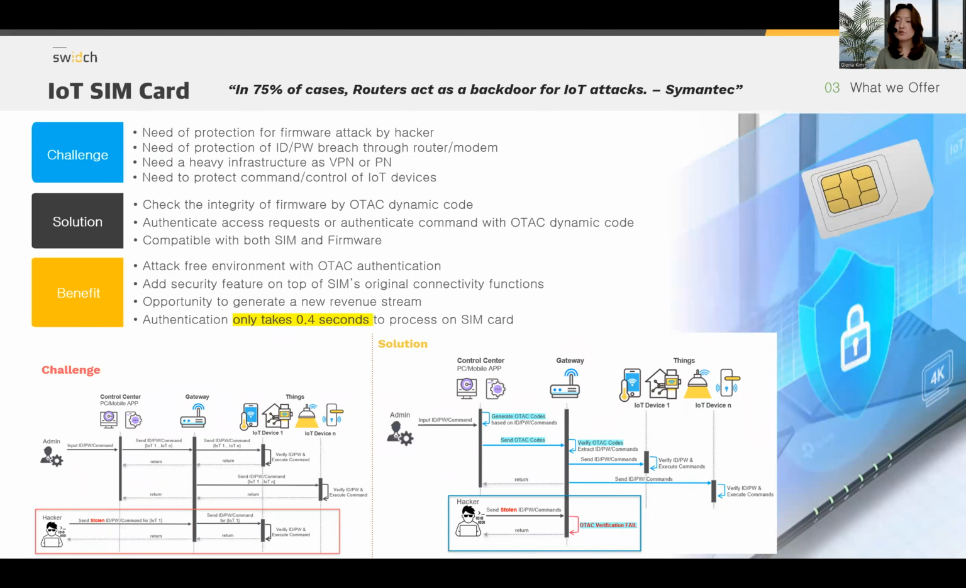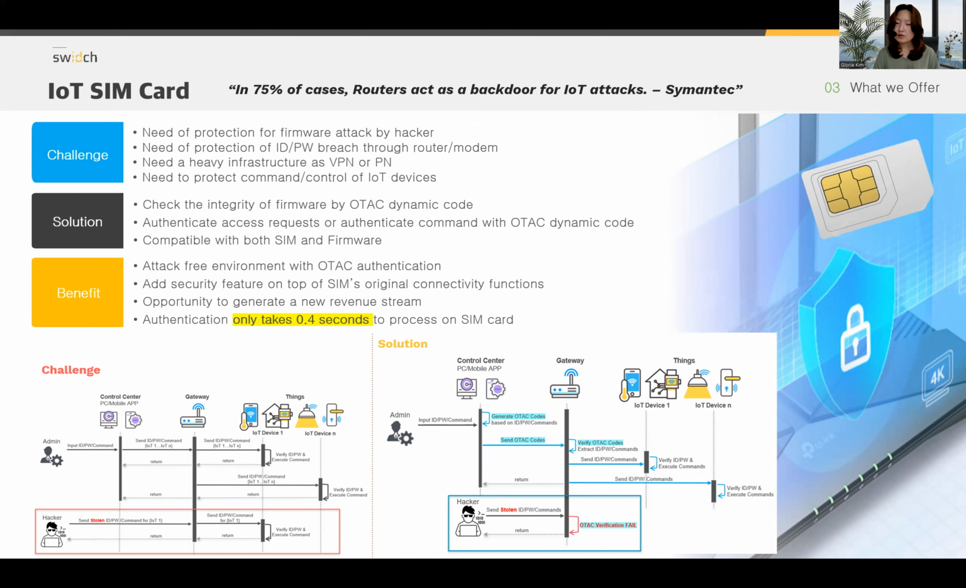Now, I'm going to show you a more specific suggestion for you. It's IoT. The OTAC applet can be applied to SIM. In 75% of cases, routers are the source of IoT attacks. If a hacker steals a static ID and password of a router, they can easily take control of IoT devices. What if the access code of a router and the command to control IoT devices are constantly changed, and a SIM card can verify them in real time? Hackers will never be able to take control.